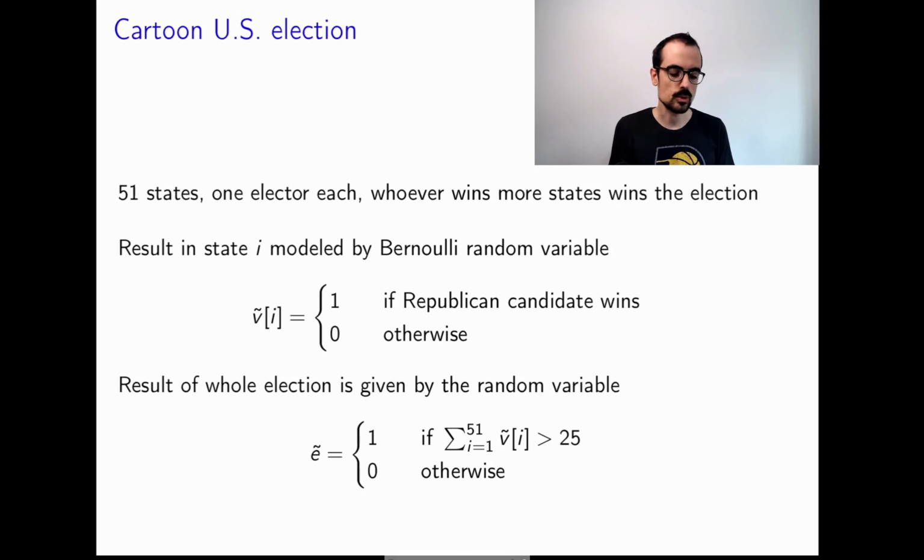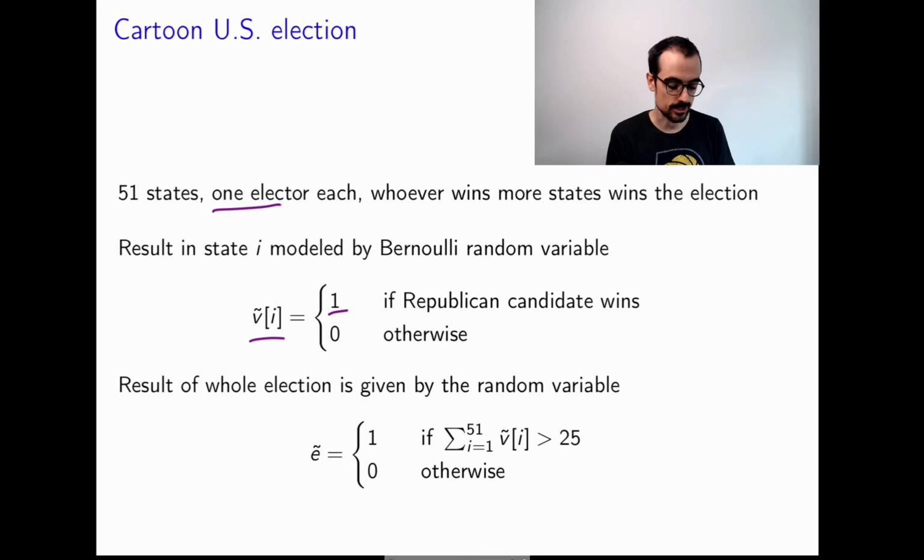Okay, so we're going to have still 51 states, but now we are going to have one elector per state. Okay, so all the states are the same in our cartoon election. Whoever wins more states wins the election. The result in each state, we're still going to model with a random variable V_i that is equal to 1, in this case, if the Republican candidate wins, just to make it more concrete, 0 otherwise.